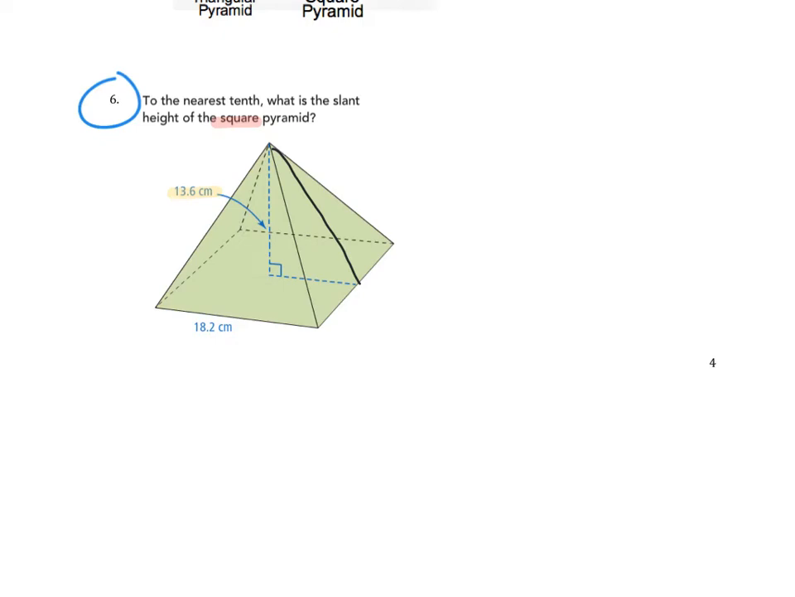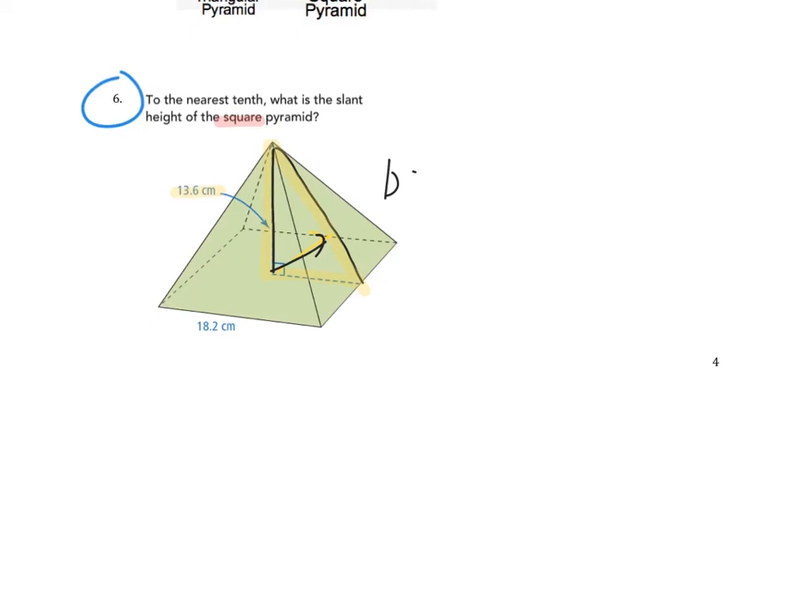You may notice just after I drew that picture that what we have here is a right triangle, folks. We have a right triangle right there. We know 2 of the sides, and we have to find that slant, which is the hypotenuse opposite the right angle. So I know the height is 13.6. I can let that be the b. b equals 13.6.